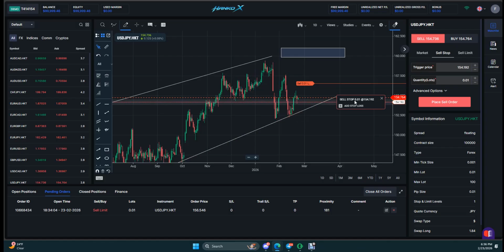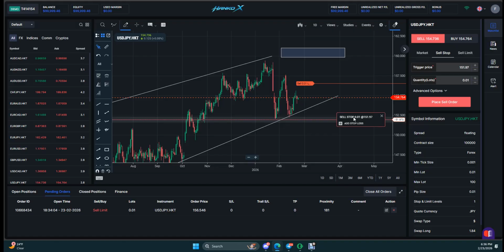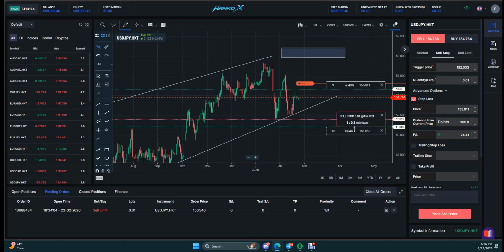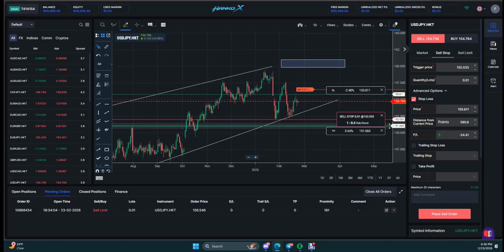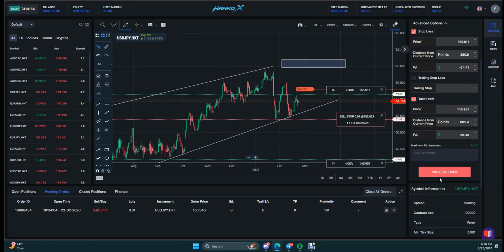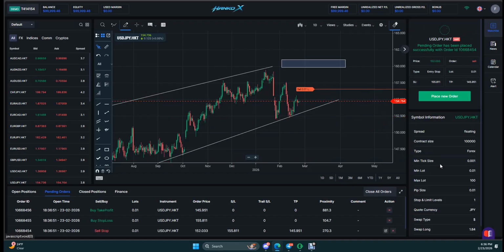So you pull this down, and you add a stop loss. Say you want your stop loss above this high right here. You want your stop loss above that high. Then you want your take profit down, down below. We're just gonna pull it down a little. All right. So then you go and place the sell order, right?